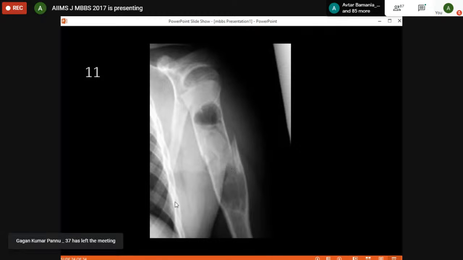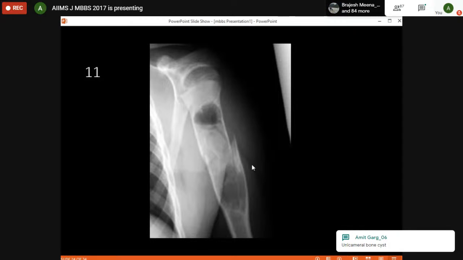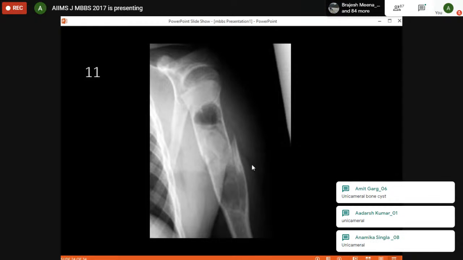All right. So fallen fragment sign in simple bone cyst, which is also known as any other name for simple bone cyst? Okay, it is also known as UBC, unilocular bone cyst. So if in, yes, unicameral or unilocular bone cyst, right?